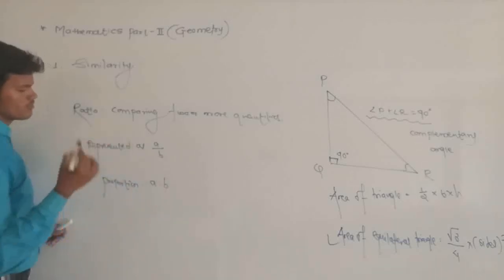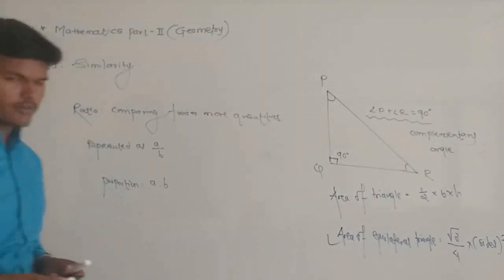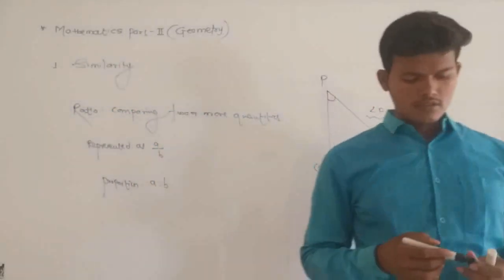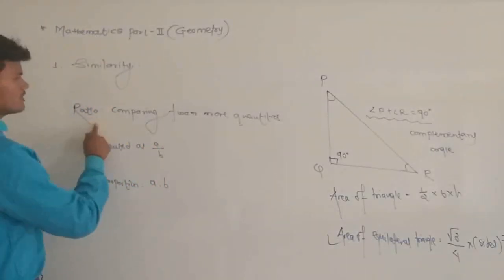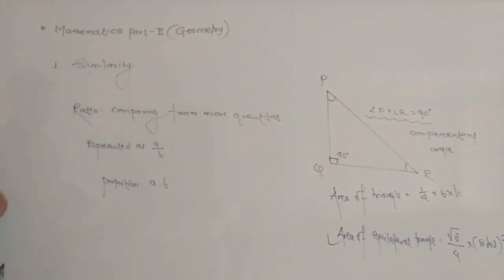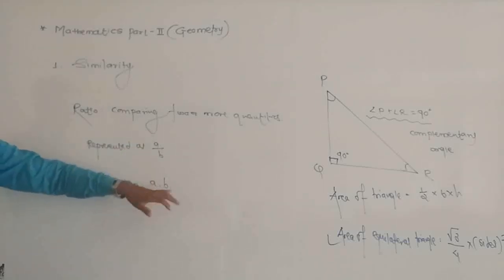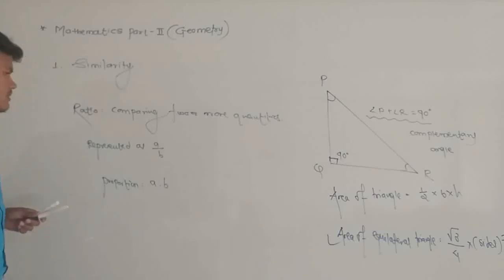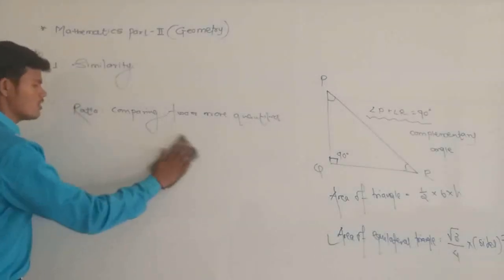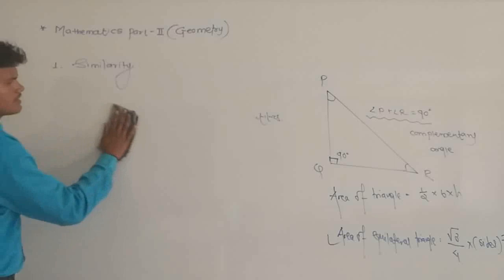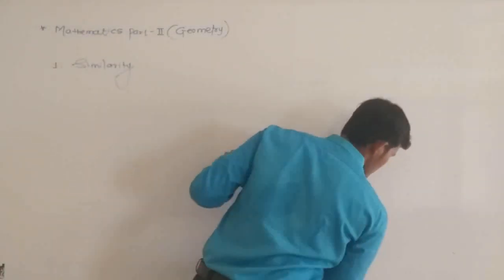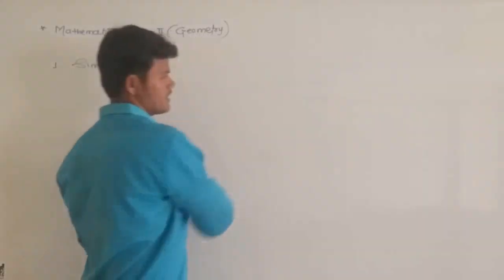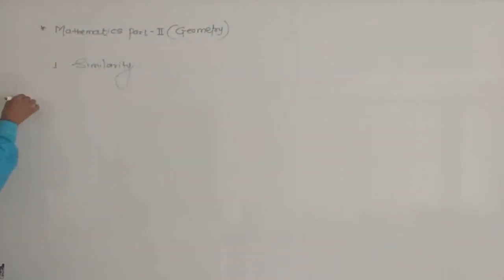So the first point of our chapter is the ratio of areas of triangles. So first we should know ratio. Ratio means comparing two or more quantities. It can be represented as A upon B, or in proportion as A is to B. So the first point of our chapter is the ratio of areas of triangles.